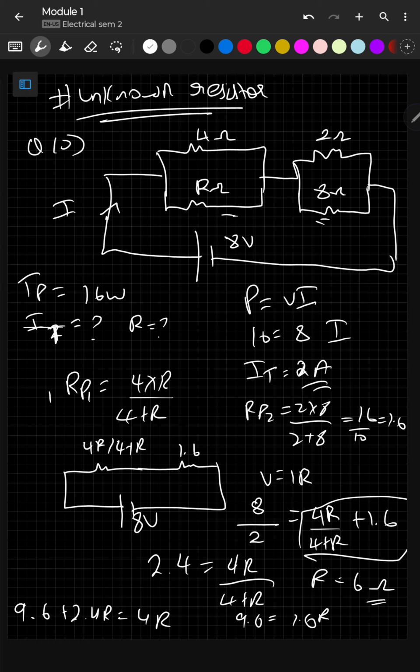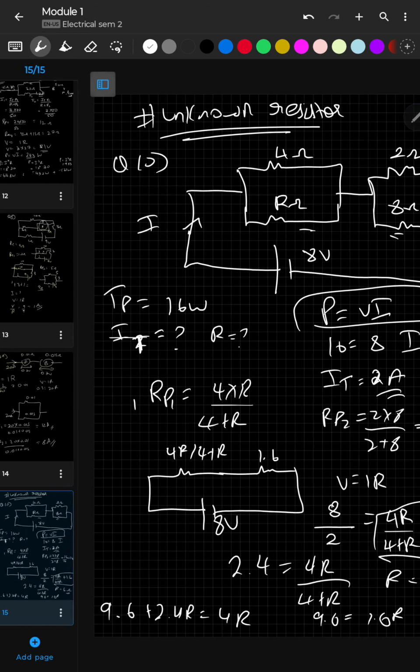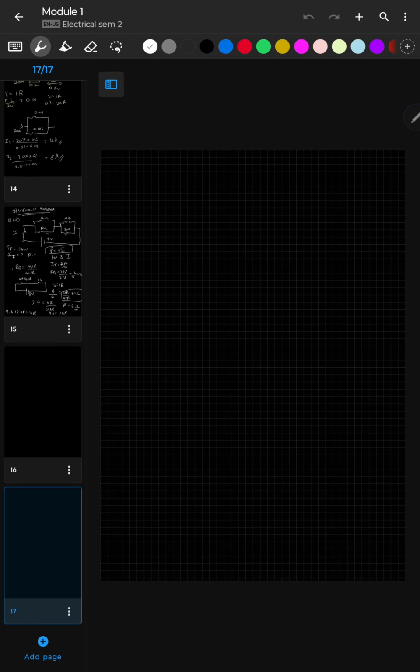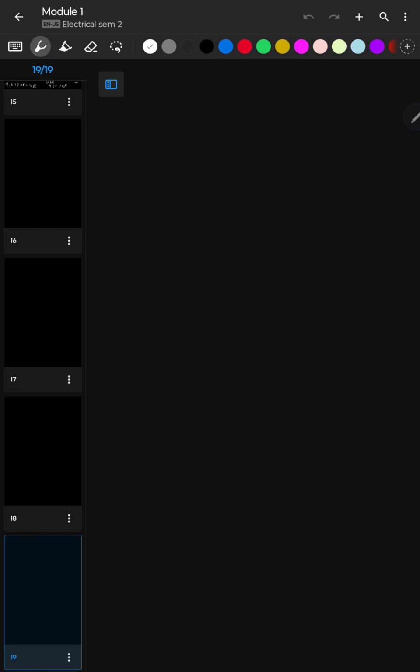Okay, I hope this question was easy. I hope I didn't overcomplicate it. This is easy. First, you should get the thought of using this, otherwise you will be stuck in the loop. Okay, let's go to the next question now. I'll just add some pages. Yeah. So, question number 11.